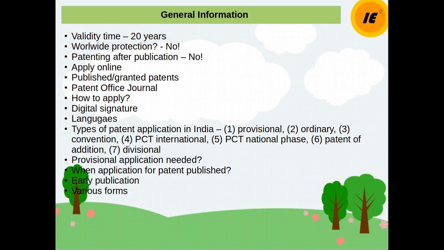Third topic is convention application. An application for patent filed in the patent office claiming a priority date based on the same or substantially similar application filed in one or more of the convention countries is known as convention application. In order to get convention status, an applicant should file the application in the Indian Patent Office within 12 months from the date of first filing of a similar application in the convention country.